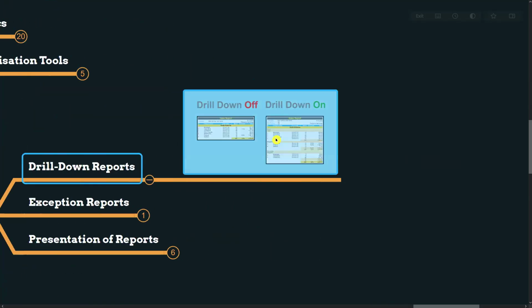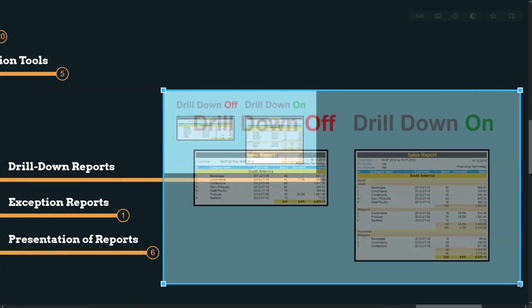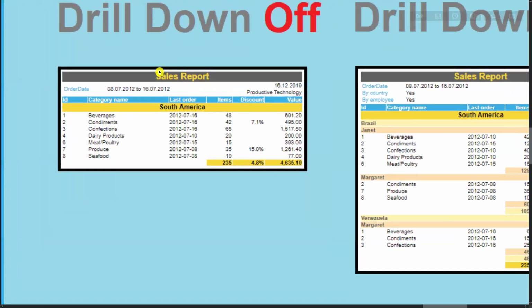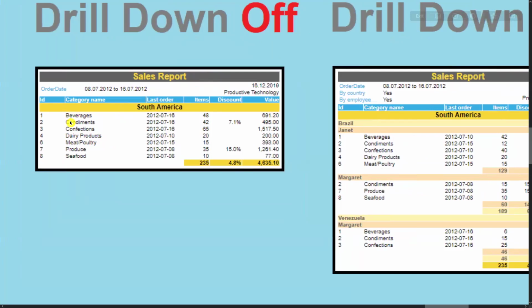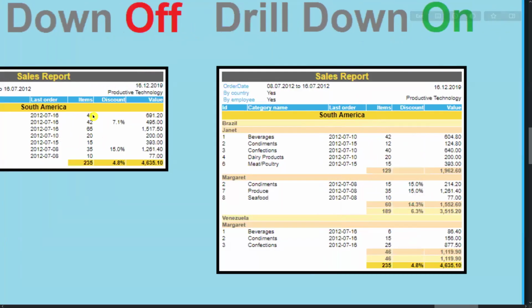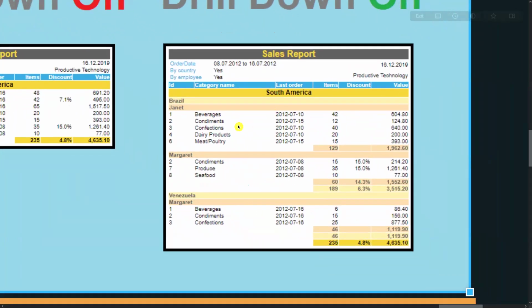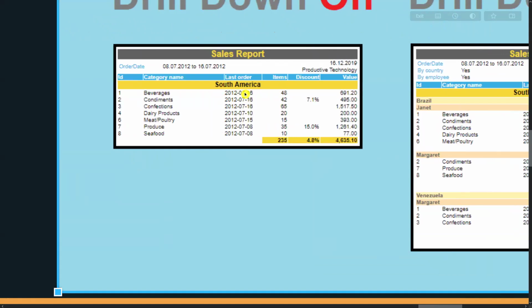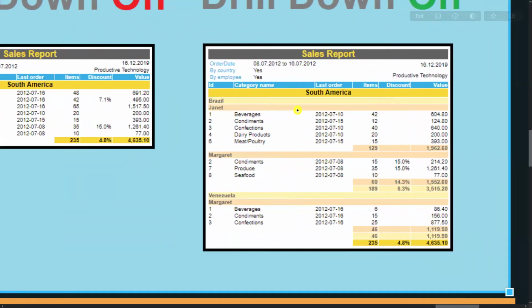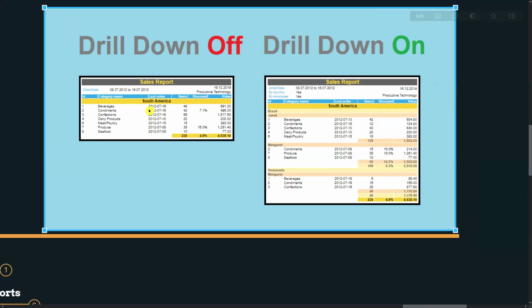Let me explain to you. So this is something called drill down off and drill down on. For example, if you see the sales report here, you will see beverages, date, items, discount. If you click this beverages in an actual day report, it will give you this kind of drill down report. It means for Brazil, for Janet, it's a product. Within that, 6 products were sold, right? So it is high level data, and if we want to go deeper, we can just click, and it will produce a report like that. So this is drill down off, this is drill down on. These are drill down reports.